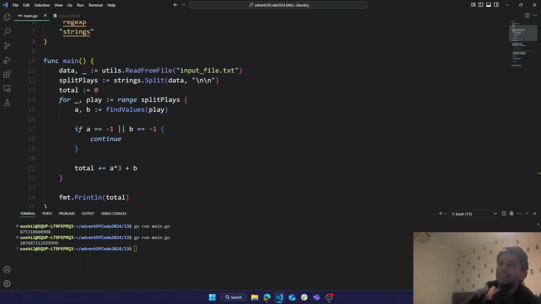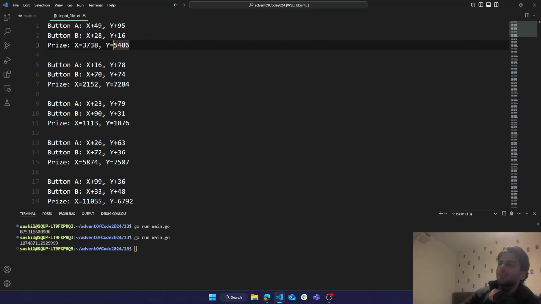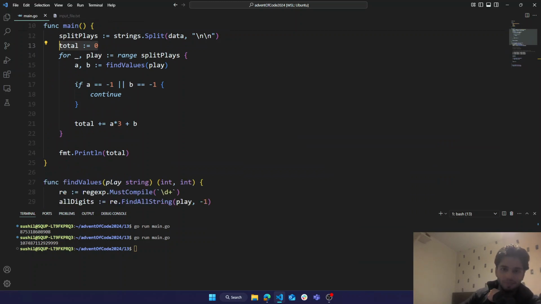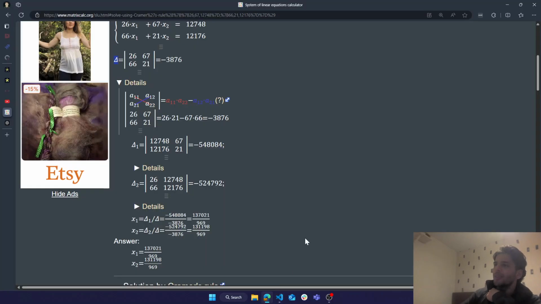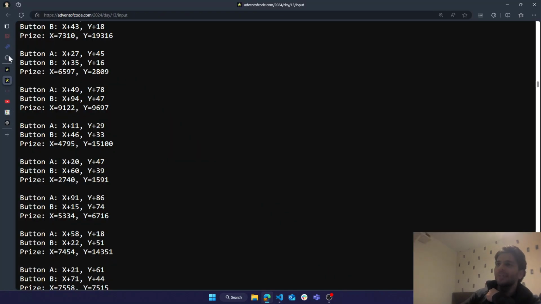So once you find your actual positions of A and B, all you have to do is create a total. For every A token you add a cost of 3, and for B it was 1, so I don't have to even multiply that, and I add it to the total, so the total will go through the whole file and get me all of the tokens. That is part 1 solved. And the part 2 was the same thing, but just a million more.